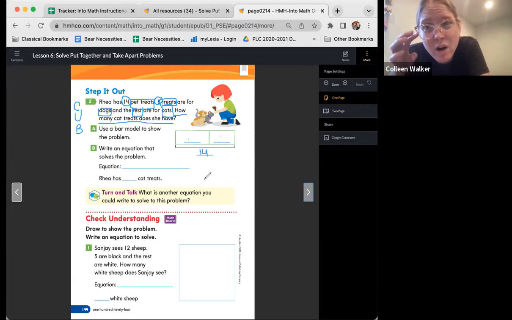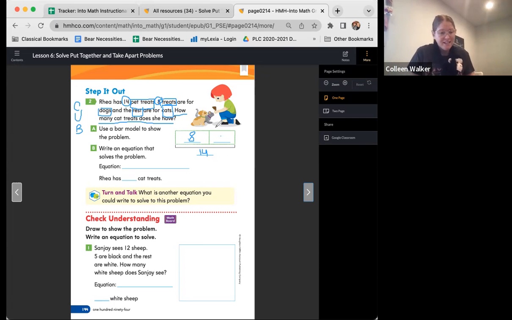How many of her treats are for dogs? Yeah, there's 8 treats for dogs. Do we know how many treats are for cats? We need to figure it out. So that's our missing number, our missing addend that we have to figure out. So we can set up an equation to figure it out. So let's go ahead and do that.